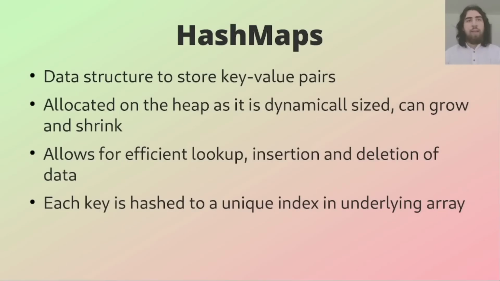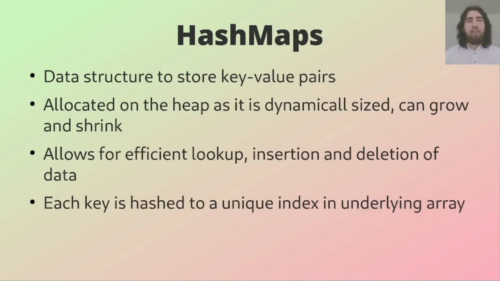Let's take a look at hash maps. So a hash map is a data structure to store key value pairs. It's allocated on the heap as it is dynamically sized, meaning it can grow and shrink. It allows for efficient lookup, insertion, and deletion of data.